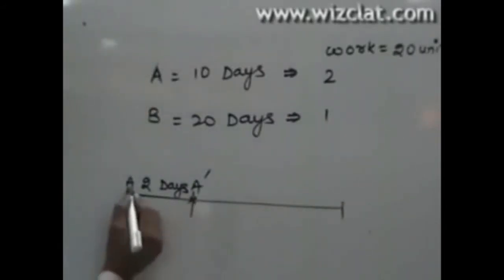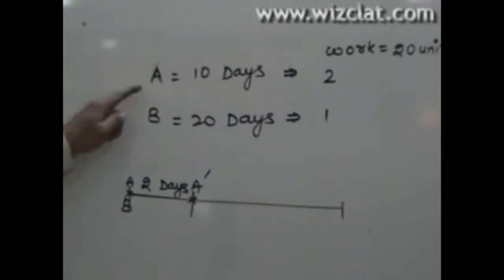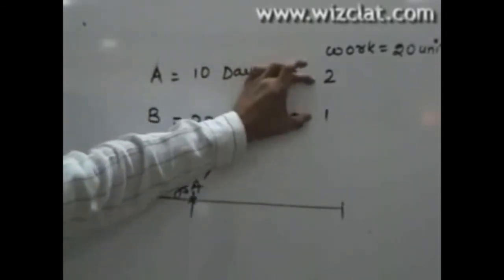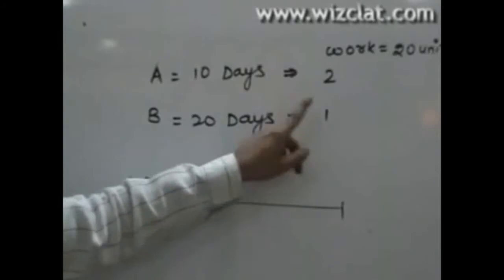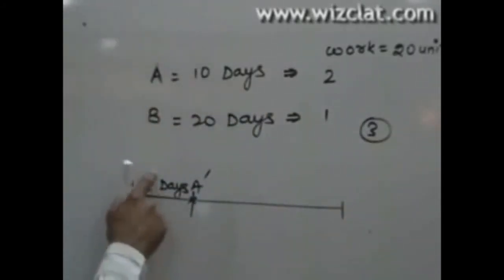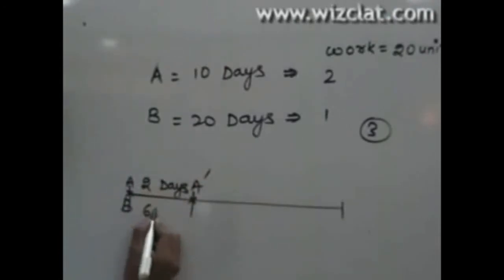First 2 days they work together. Okay. So 1 day work of A is 2, 1 day work of B is 1. Their combined 1 day work is 2 plus 1. That is 3 units they do in 1 day. Therefore, in 2 days they will be able to do 6 units.